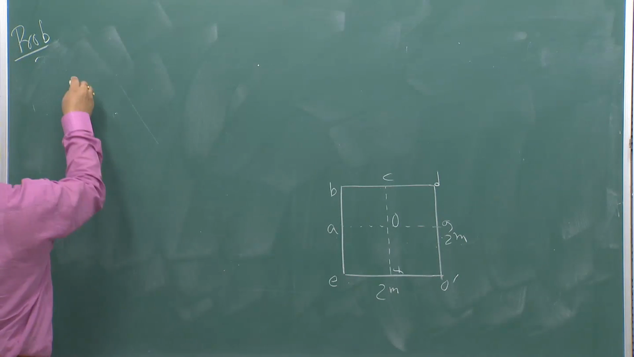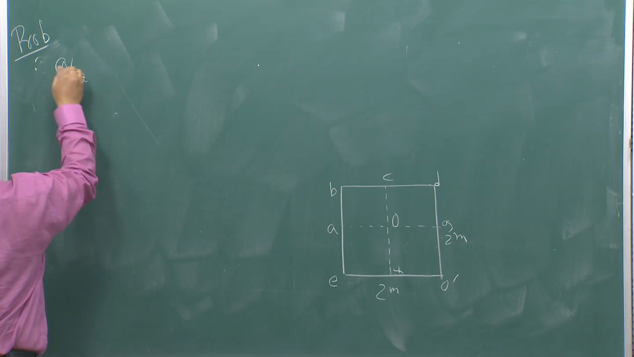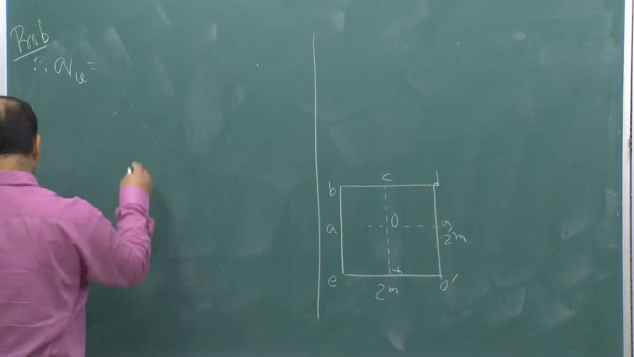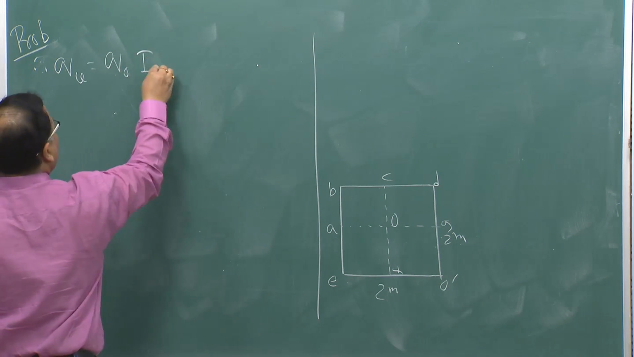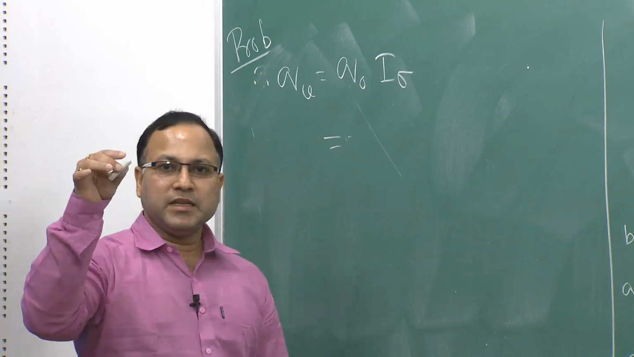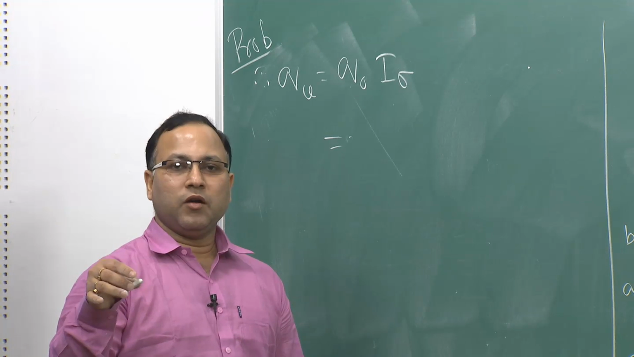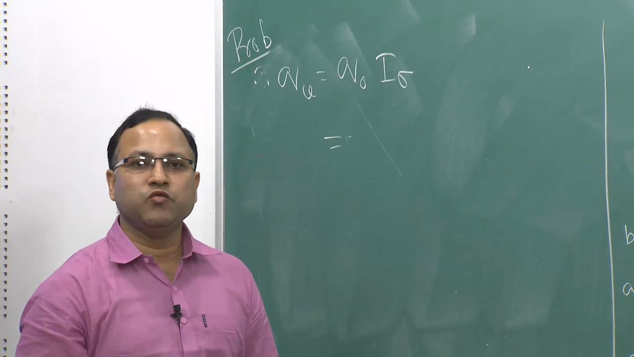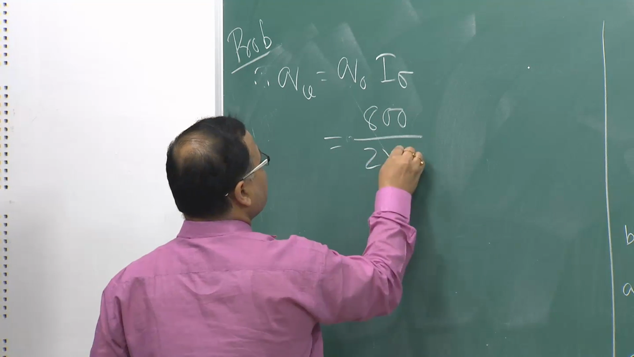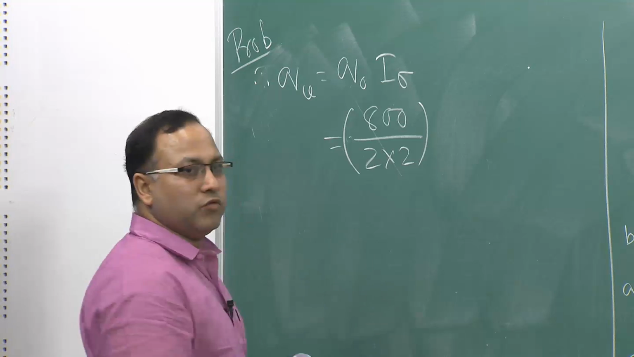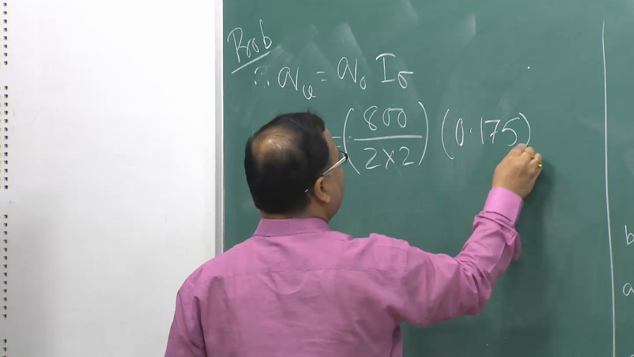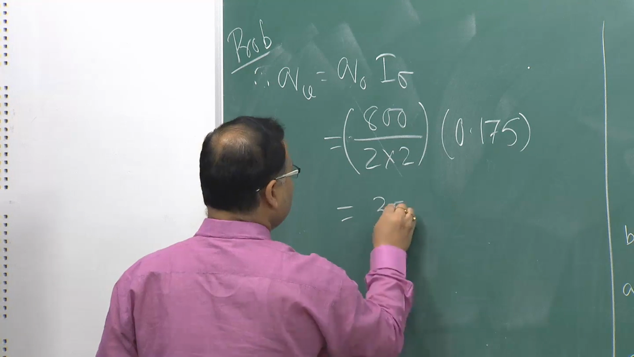So, your QV is equal to Q naught I sigma. What is Q naught? Total load is acting as 800 kilonewton, on what area? On 2 meter by 2 meter square area. So, Q naught is nothing but 800 by 2 into 2, into I sigma is 0.175, that comes as 35 kPa.